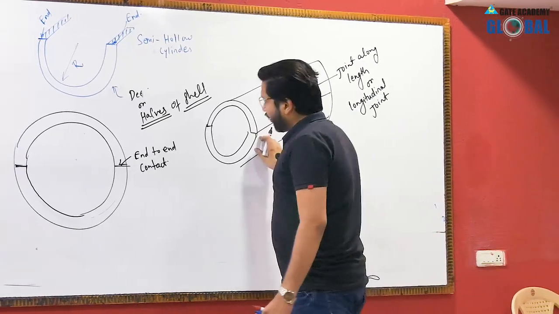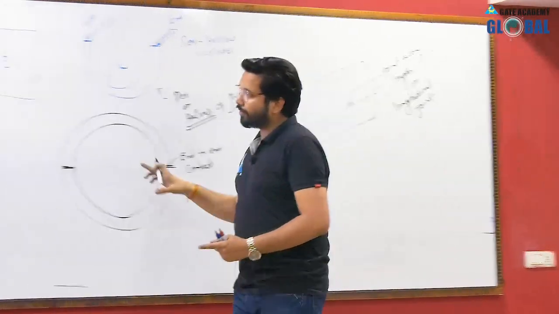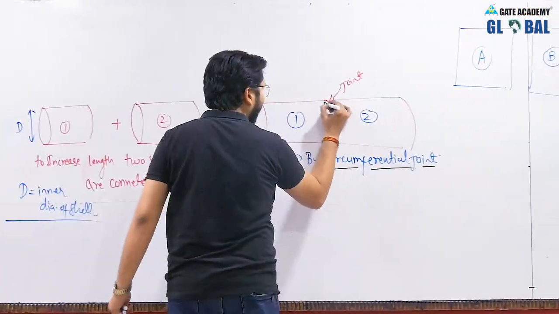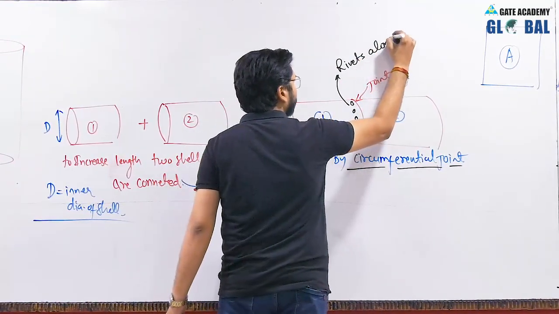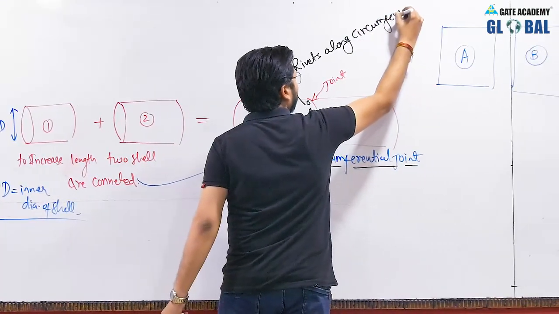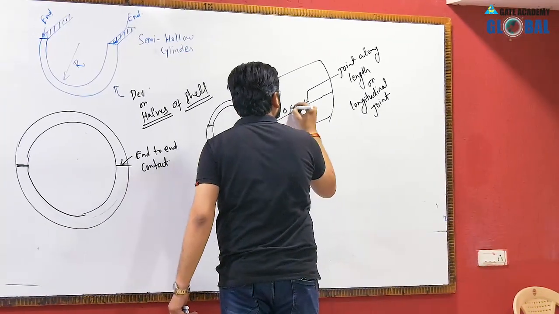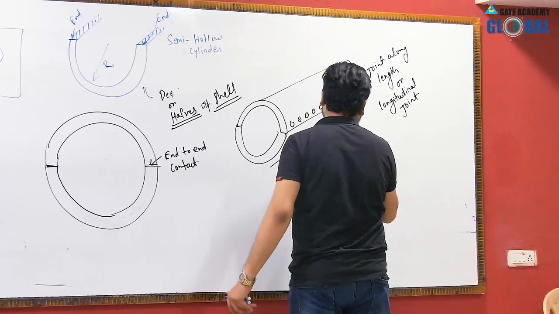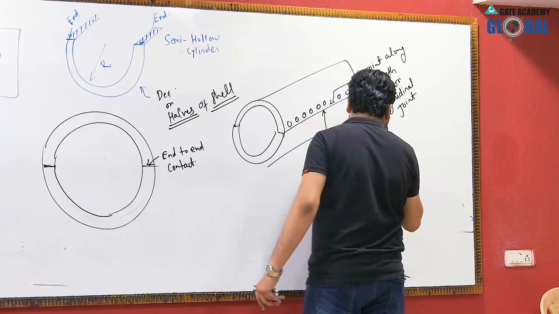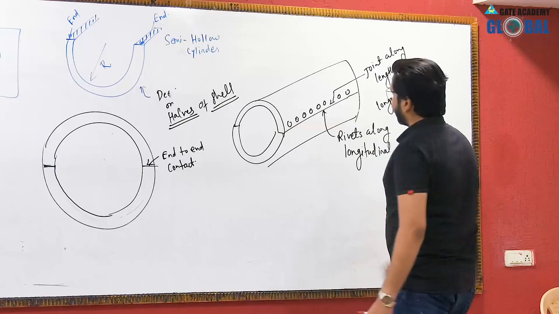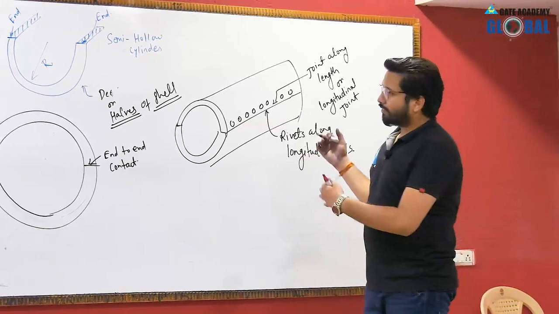So in order to join the two halves of the shell, we will be using a longitudinal joint, and here we will be using the circumferential joint. Here we will be putting rivets along the circumference, in order to form circumferential joints, and here we will be using rivets along the longitudinal axis. Now they will be subjected to certain values of stresses, and that we will be discussing later.